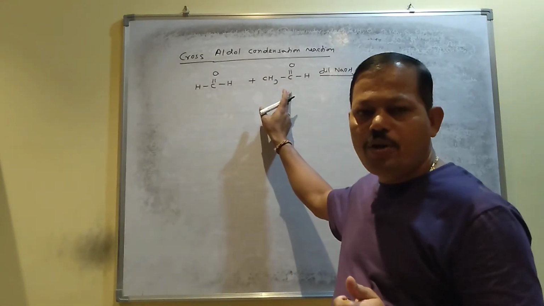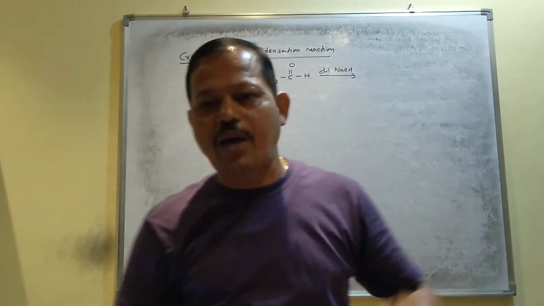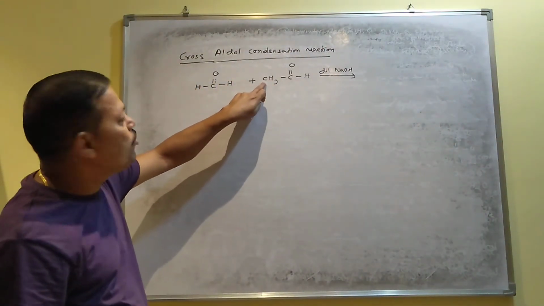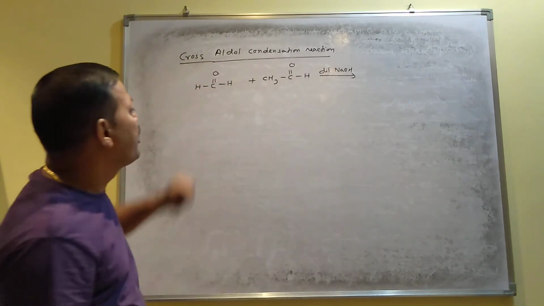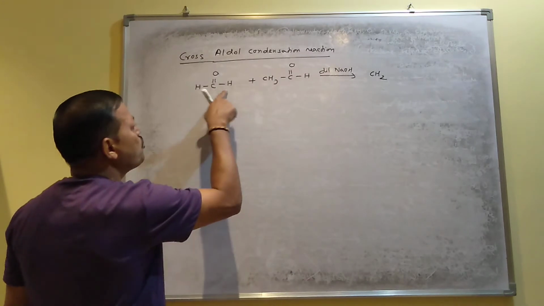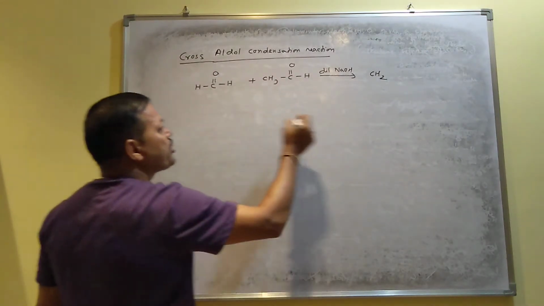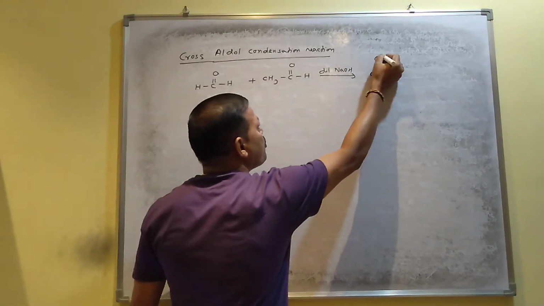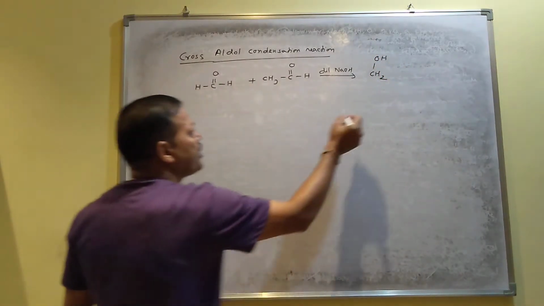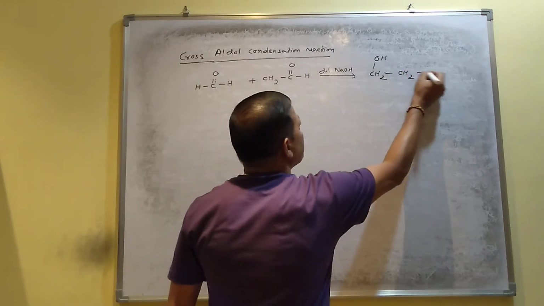Because both are different molecules, in one molecule there should be some alpha hydrogen. So from this carbon, one alpha hydrogen will be removed and it will join with oxygen. Then the compound goes to CH2. The double bond is converted to single bond. Oxygen is joined with the alpha hydrogen to form OH. After removing hydrogen, it becomes CH2 and that will be joined with this.